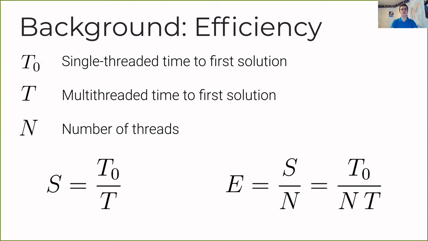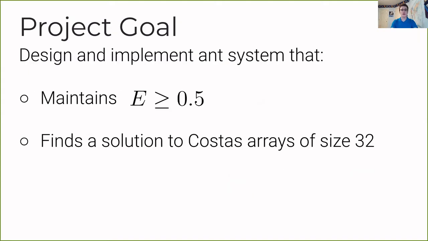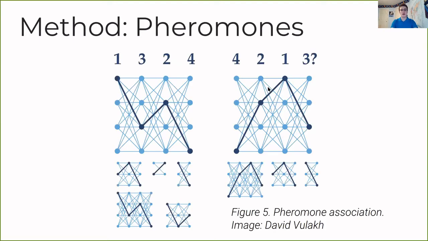Ideally, we want efficiency to be close to 1. If efficiency is close to 0, that means that the parallel program is worse than parallel independent runs of a single-threaded program. The goal of my project was to design a parallel ant colony program that can solve relatively small sizes of the Costas array problem while maintaining an efficiency of at least 0.5 that I could, after testing, apply to the search for Costas arrays of size 32.